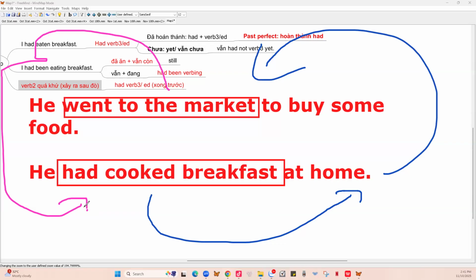Anh ấy đi chợ mua thức ăn, anh ấy nấu ăn sáng ở nhà. Cái việc đi chợ là đi chợ trước rồi sau đó mới có thức ăn để nấu, hay là nấu xong rồi người ta mới đi chợ? Cái gì mà xảy ra trước đó, có nghĩa là xong trước rồi là had verb by đi. Làm cái đó trước rồi thì cái kia xảy ra sau là verb 2 thôi. Như vậy anh ấy đi chợ mua thức ăn và anh ấy nấu ăn sáng ở nhà.